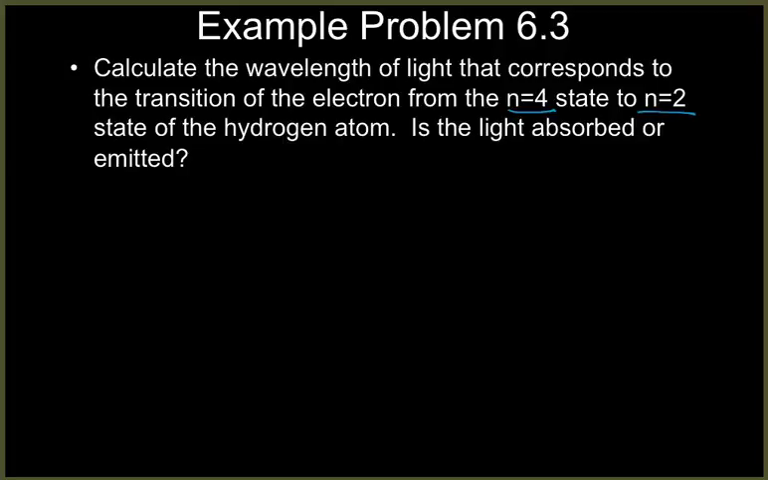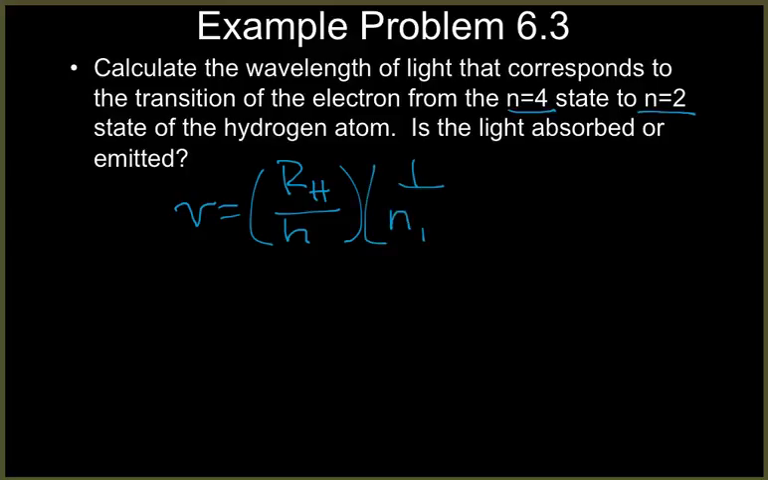So I'm going to use the second equation in your notes, which is frequency equals the Rydberg constant over Planck's constant times 1 over the initial energy level squared minus 1 over the final energy level squared. Okay, so that's going to give us the frequency. Then we're going to have to do a second equation to get to the wavelength.